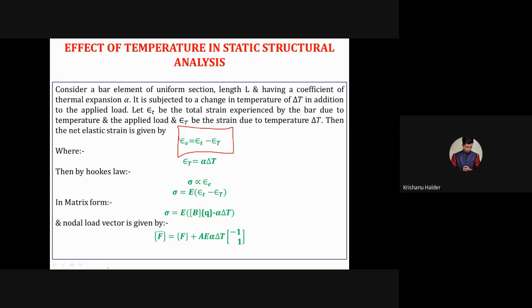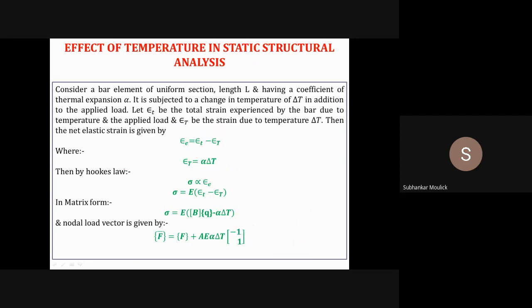Yes, sir, clear. Okay, so I also know that we have derived this relation in strength of materials: the thermal strain epsilon T is given by epsilon T equals alpha times delta T, where alpha is the coefficient of thermal expansion and delta T is the change in temperature of the bar.